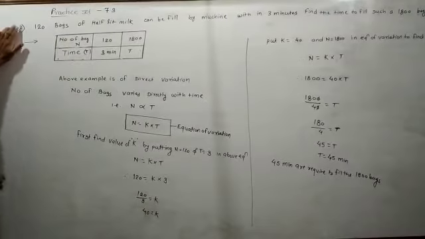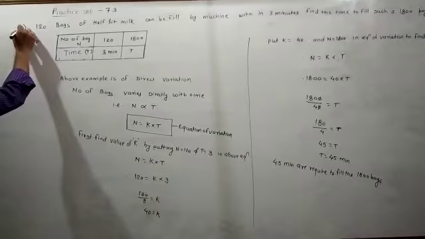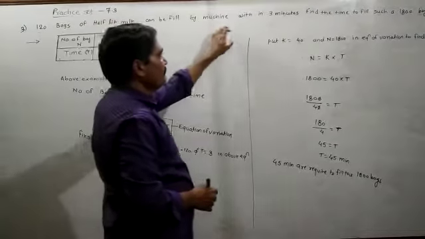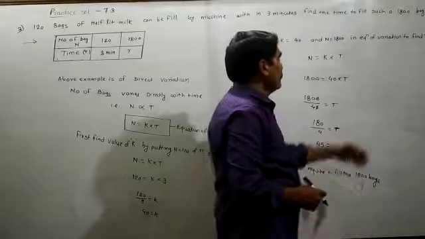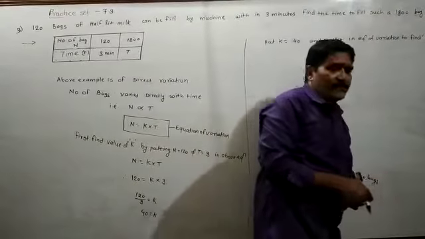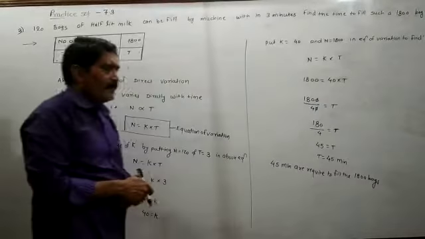7.3 third example. 120 bags of half-liter milk can be filled by the machine in 3 minutes. Then find the time to fill such 1800 bags. In short, I will write it like this.